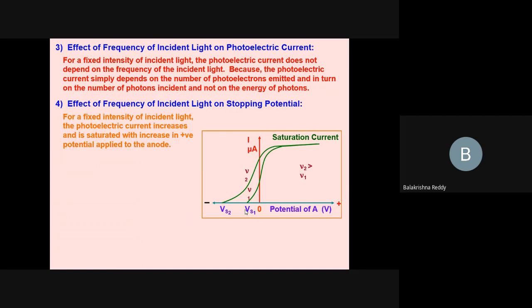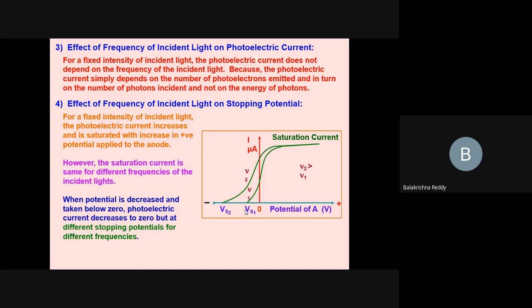See, the intensity of light is fixed and constant here. Photocurrent increases and reaches the saturation point. But if you change the frequency of light, the stopping potential also changes. This is the fourth effect from the photoelectric effect. Here, stopping potential is always directly proportional to the frequency of light. Remember, if you change the frequency of light, the stopping potential changes.